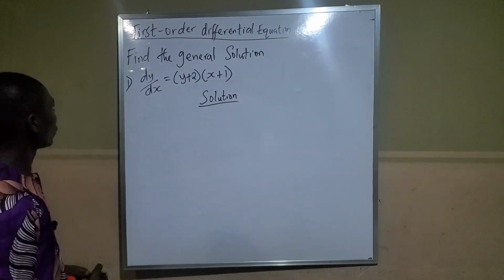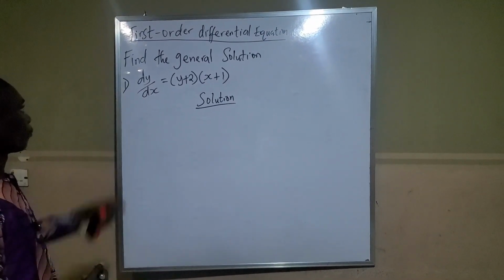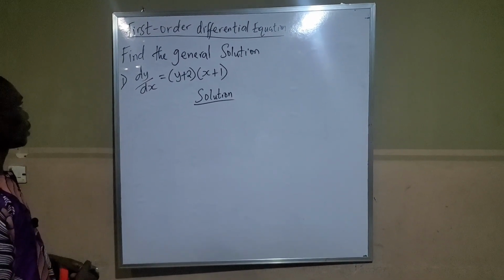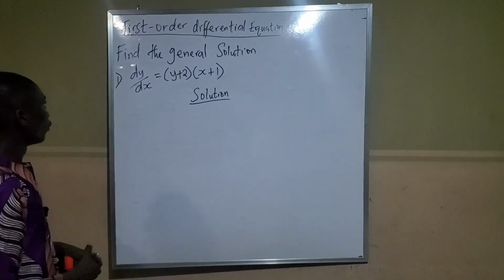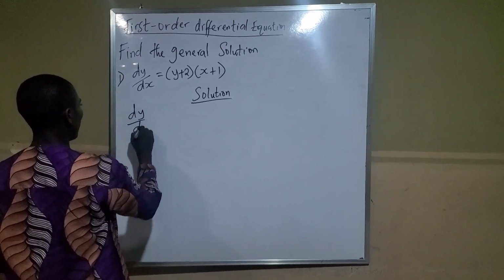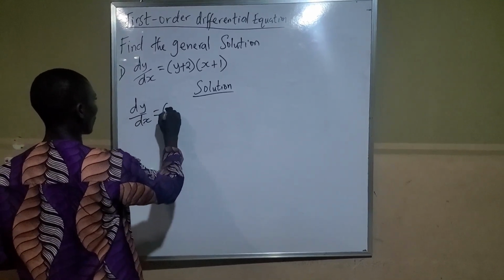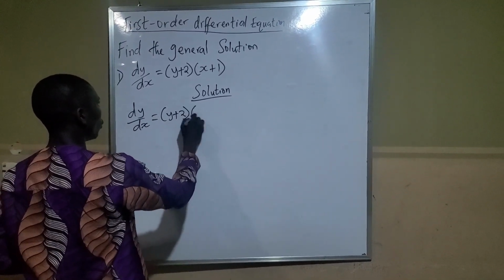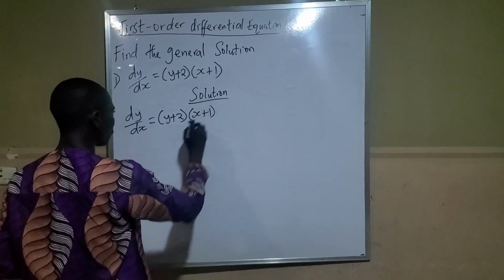First order differential equation. Here is a given problem. Find the general solution. Okay, so let's rewrite the equation. We have dy/dx equals (y + 2)(x + 1).